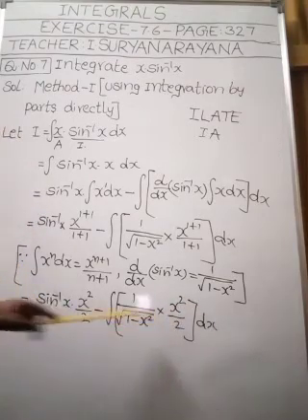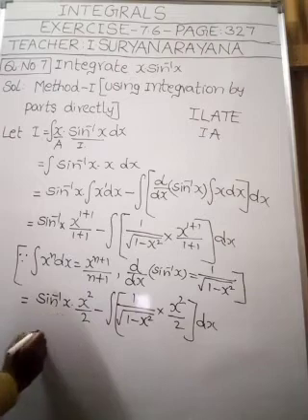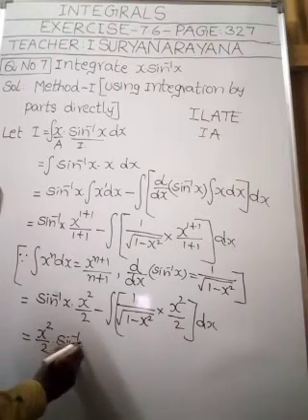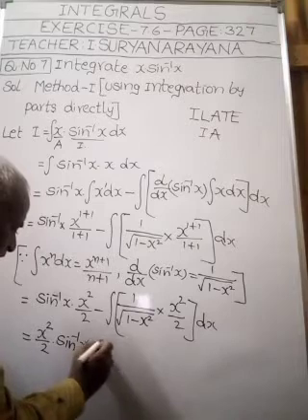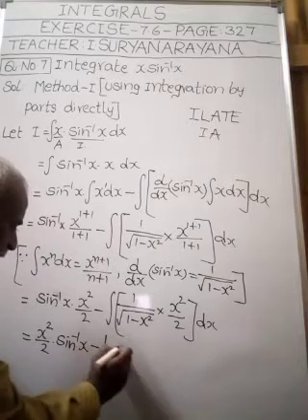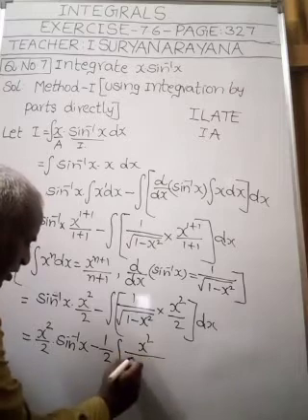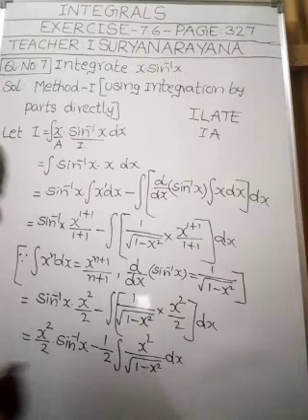Okay, my children, understood this one? Right. Now let us rearrange these terms. x square by 2 into sin inverse x. Here 1 by 2 is a numerical coefficient. We can write it before the integral sign. So minus 1 by 2 integral x square by root of 1 minus x square dx.